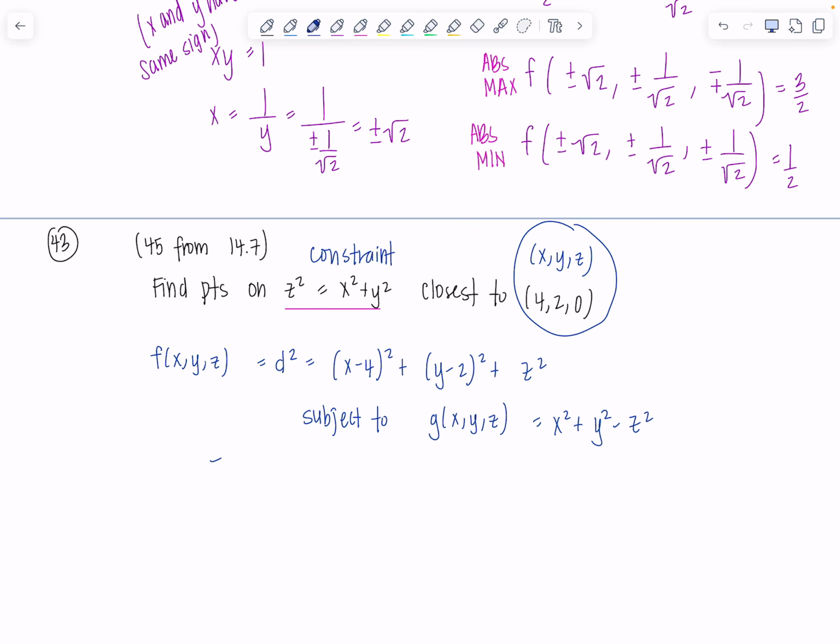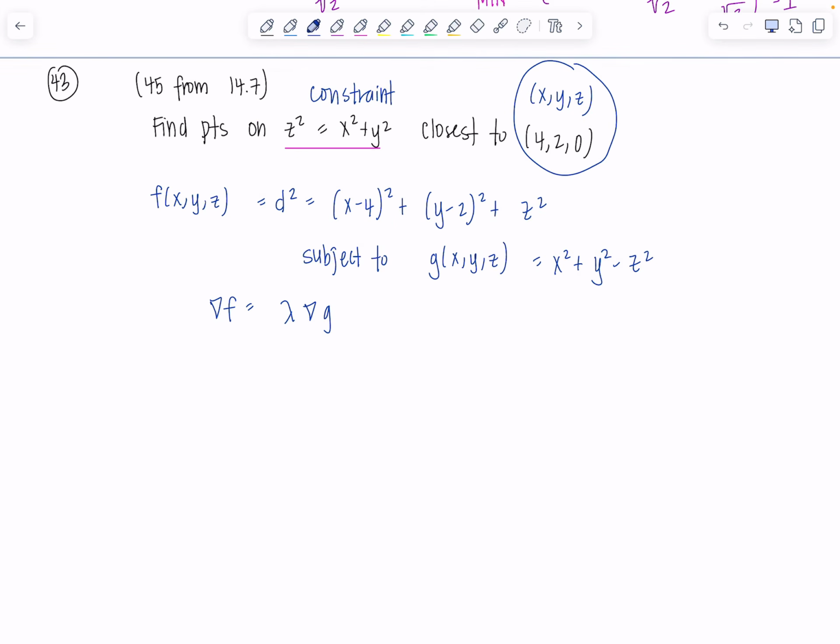Okay, so gradient of f equals lambda gradient of g. So gradient of f is going to be, okay, hold on, let me think. I didn't multiply it out, and I'm happy I didn't. 2 times x. It's not horrible that you did. You're just going to have to divide more later.